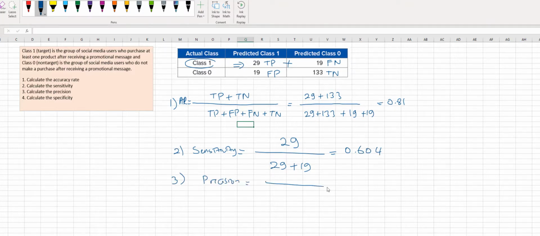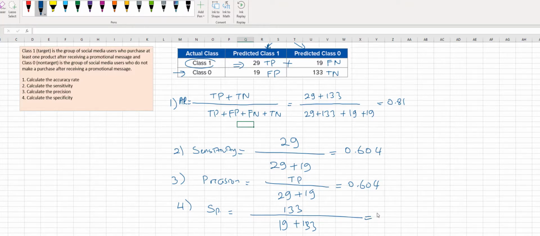Third is the precision. For precision, we divide the sample into predicted class 1 and predicted class 0, and we focus on predicted class 1. TP plus FP. Among those people, the true positives, which is 0.604. And fourth, we calculate specificity. Here, our focus is class 0. Among class 0, which is 19 plus 133, how many of them are true negatives? 133. And that is equal to 0.875. This is how we calculate the performance measures of categorical data.